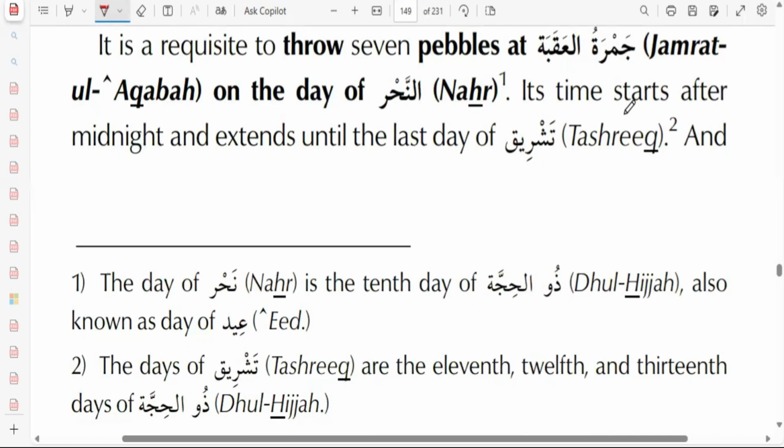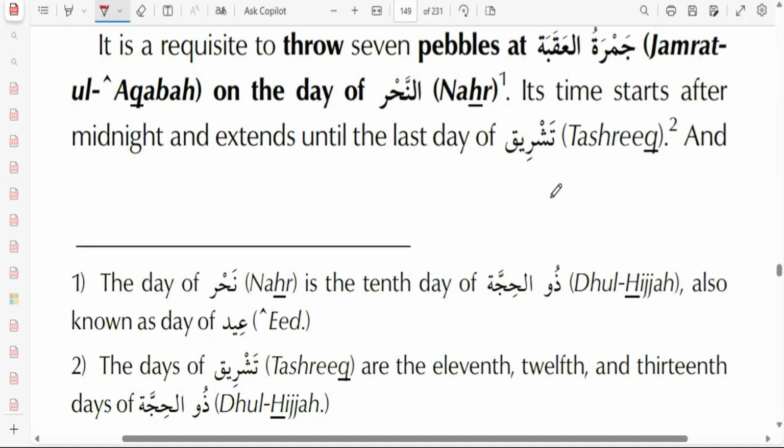It is a requisite to throw 7 pebbles at Jamratul Aqaba on the day of An-Nahr. The day of An-Nahr is the Eid day. Its time starts after midnight. We said that now, and extends until the last day of Tashriq. So then, throwing at Jamratul Aqaba starts on the midnight of Eid and extends until the last of the days of Tashriq.